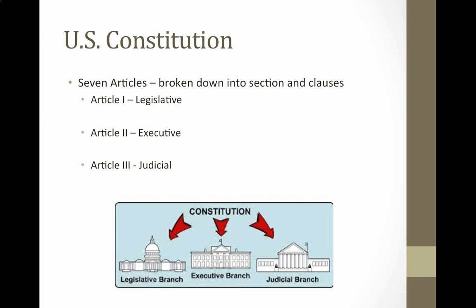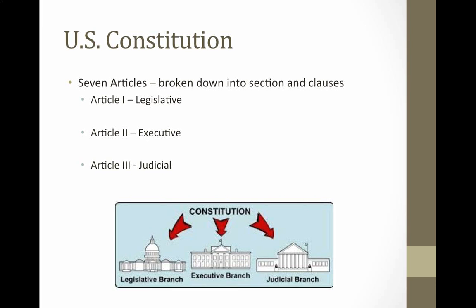And you need to know that the only court that is established in the Constitution is the Supreme Court. Every other court that we have exists because Congress created it. That was one of the things that the Constitution gave Congress the power to do: create any lower courts under the judicial branch.